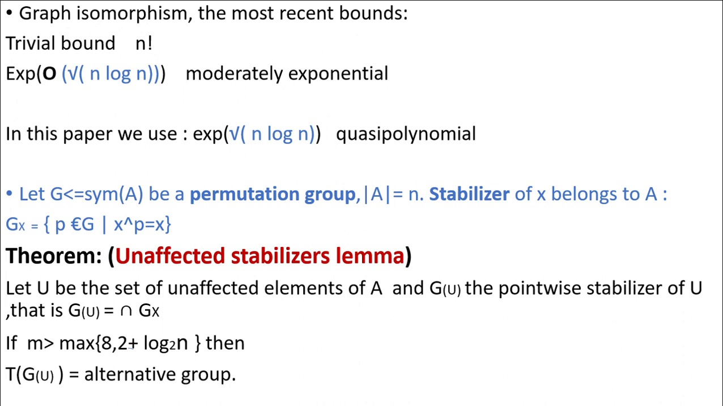Here I will take very small values of m. M is greater than or equal to the maximum of 8 and 2 plus log n. This is not a fixed 8. So then T of G equals the alternating group.